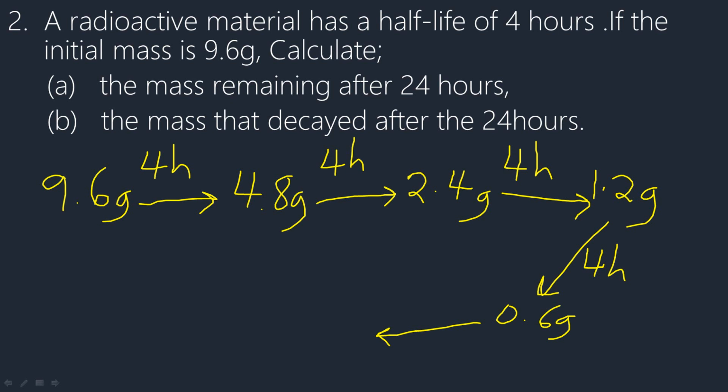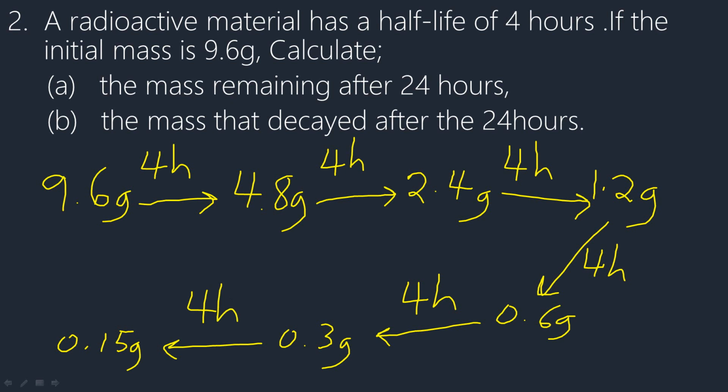0.6 divided by 2, you get 0.3 grams. The time taken here is still 4 hours. So far we have 4 plus 4 plus 4 plus 4 plus 4, that's 20 hours. Let the decay continue. What is half of 0.3? That is 0.15 grams. So still here 4 hours. Now the question was, calculate the mass remaining after 24 hours. So what's the mass remaining after 24 hours?